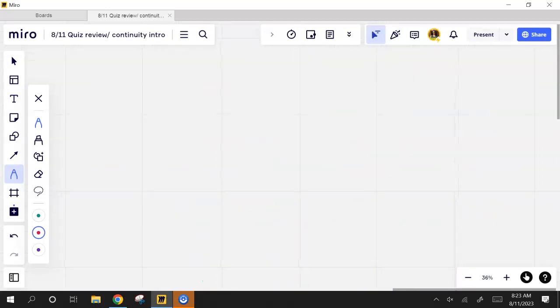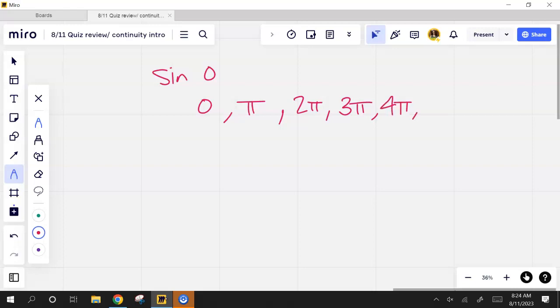Look at this. I'm looking where sine is 0. Where's sine 0? At 0. Where else? At pi, right? At 2 pi. What else? Do we see why this is? Oh my gosh, I understand that.